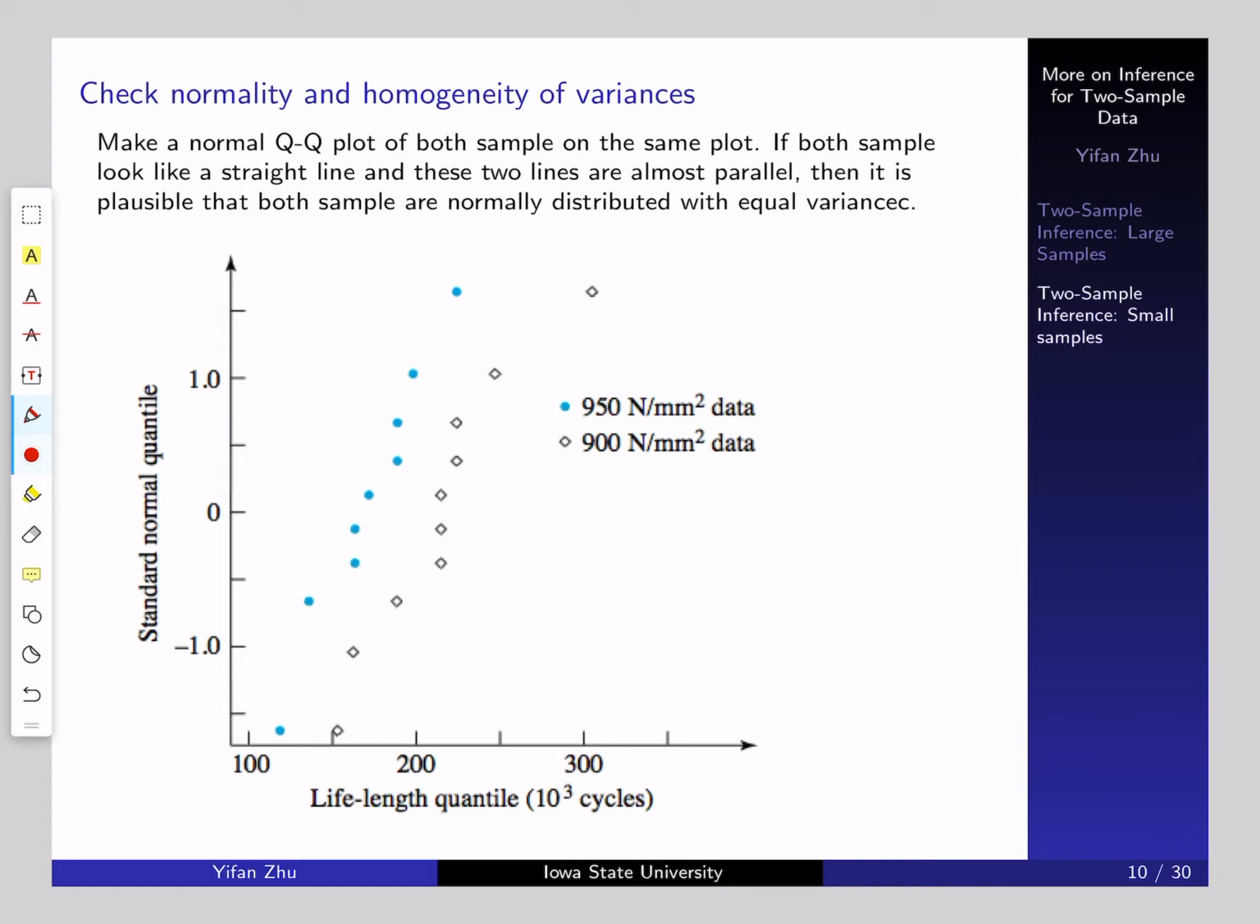And to check these two assumptions, the normality assumption and the homogeneity of the variances assumption, we can use a normal QQ plot. So what we can do is make a normal QQ plot of both samples on the same plot. And if both look like a straight line and these two lines are almost parallel, then it is plausible that both samples are normally distributed with equal variances.